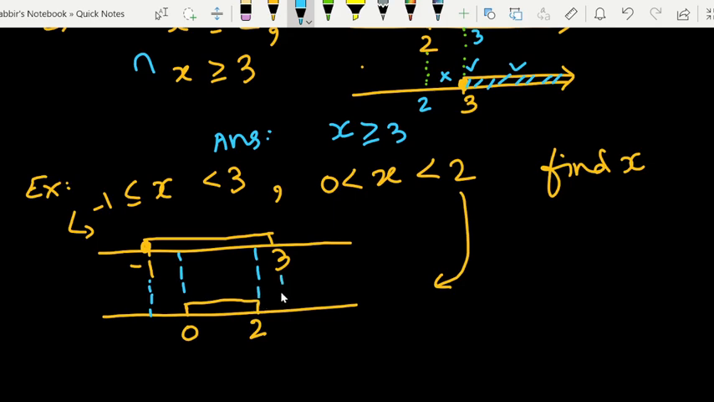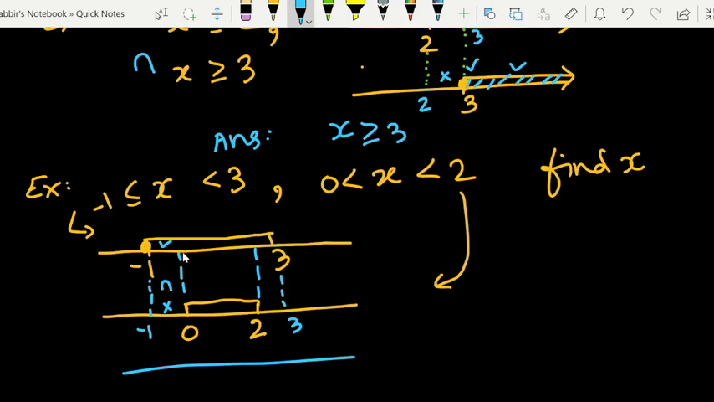Okay, from 3 I will draw perpendicular. Now as you can see, here also I will plot, write -1, here I will write 0. Now as you can see here, from -1 to 0 there is no x, but here there is x. So their intersection, the common solution, there won't be any x here. -1 to 0, there won't be any common solution.